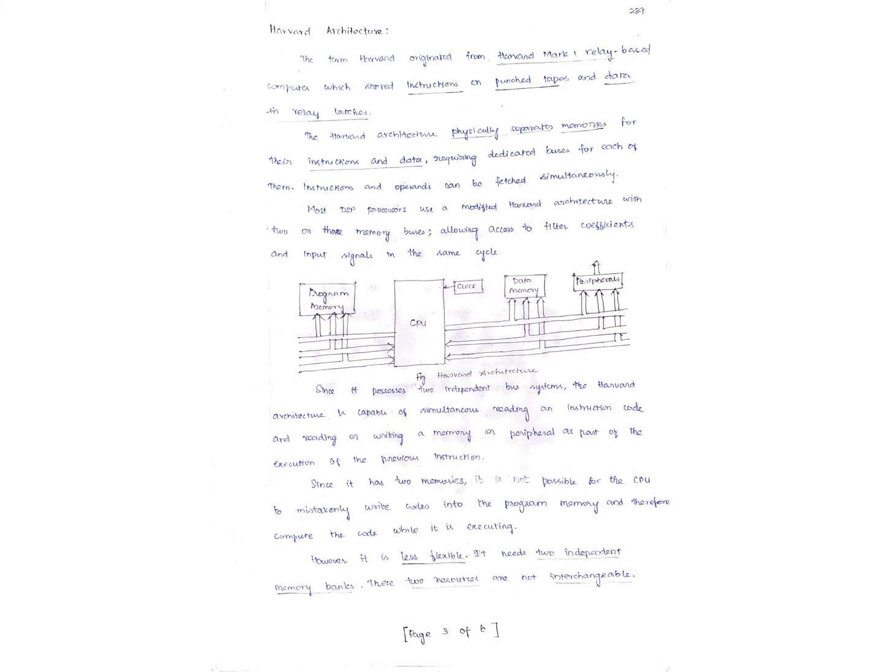The Harvard architecture is capable of simultaneous reading of the instruction word and writing on memory or peripherals also. Since it has 2 memories, it is possible for the CPU to simultaneously write the codes in the program memory and read the data from the memory also.